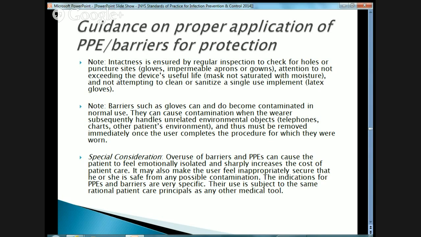What your actions are is what's going to tell you what type of personal protective equipment to have. If you're a dentist and you're going to be drilling, you should be wearing goggles and gowns and gloves because that's going all over the place.